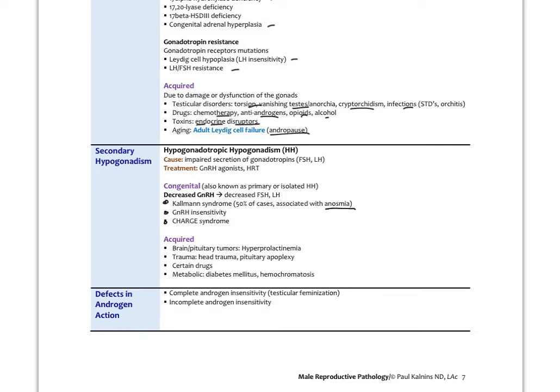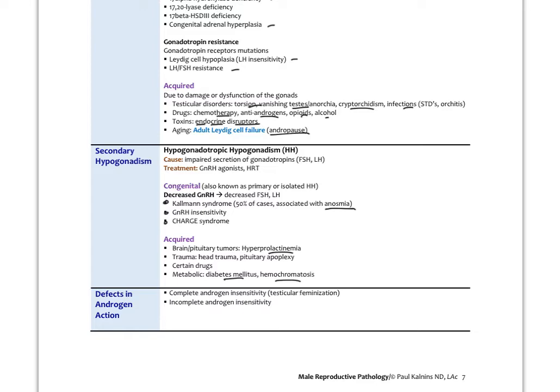Acquired would be from brain or pituitary tumors like hyperprolactinemia. Remember, prolactin will suppress GnRH. Head trauma, pituitary collapse, and ischemia. Certain drugs, and then metabolic states like advanced diabetes and hemochromatosis, and this causes iron deposition in the pituitary, damaging the pituitary secretion. So a lot of these causes are what we saw with pituitary disorders and hypopituitarism specifically. So that would be the typical causes of secondary hypogonadism.